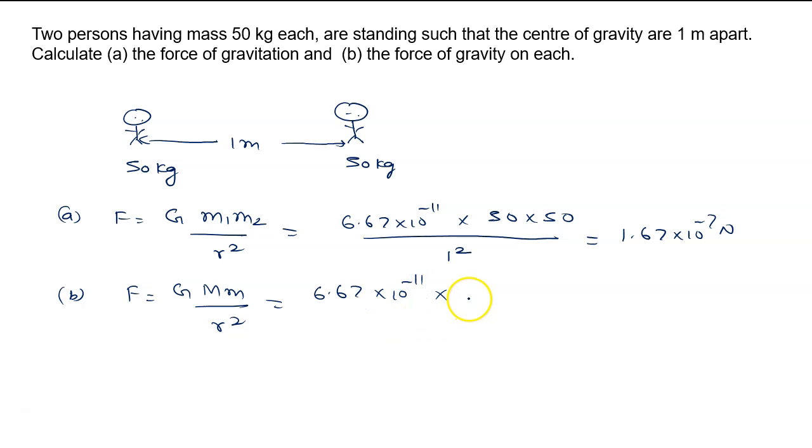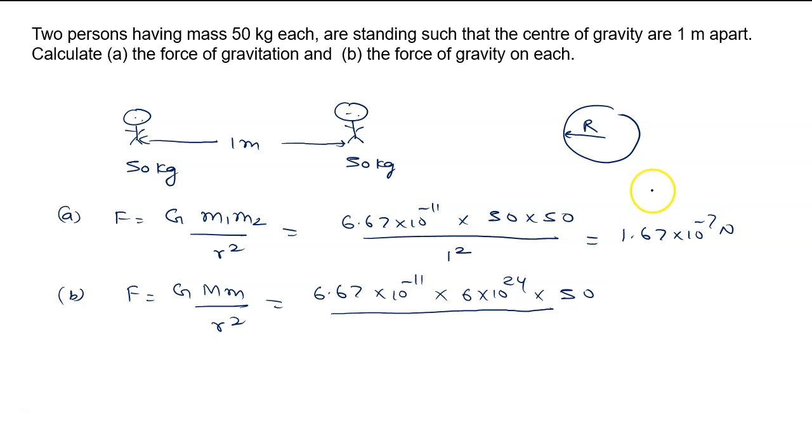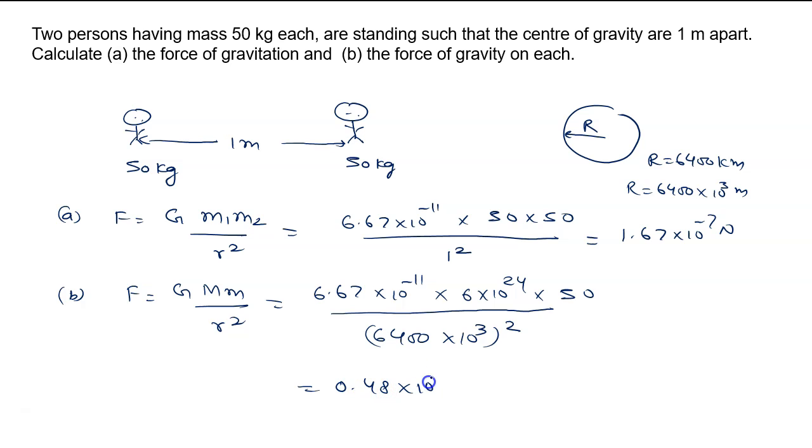Mass of the earth is 6 into 10 raised to power 24 kg. Small m, mass of the person, is 50 kg. And distance: of course the person is standing on the earth's surface, so we will take the distance from the center of the earth to the surface, that is the radius of the earth. And what is the radius of the earth? That is given to us, 6400 kilometers. We will convert into meters. It is 6400 into 10 raised to power 3 meters. So finally r square means it is 6400 into 10 raised to power 3 meter square. So again we will calculate and we will get 0.48 into 10 raised to power 3 Newton.